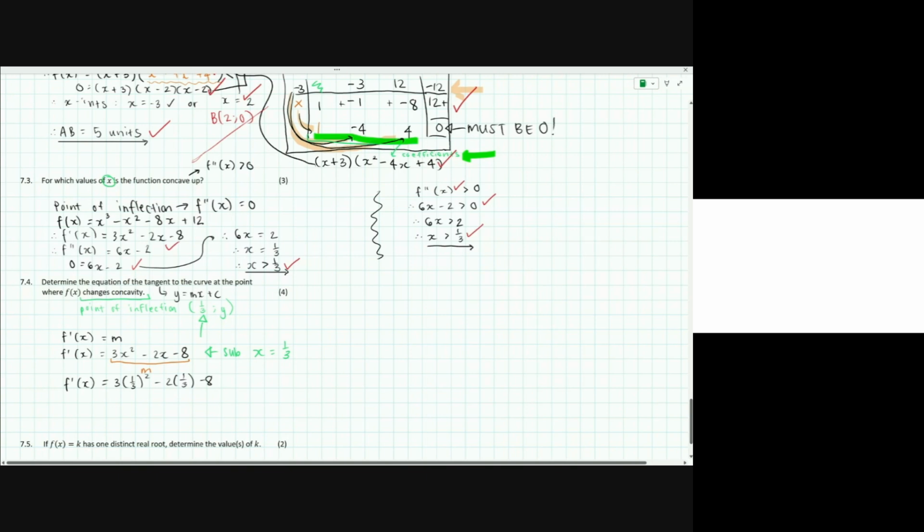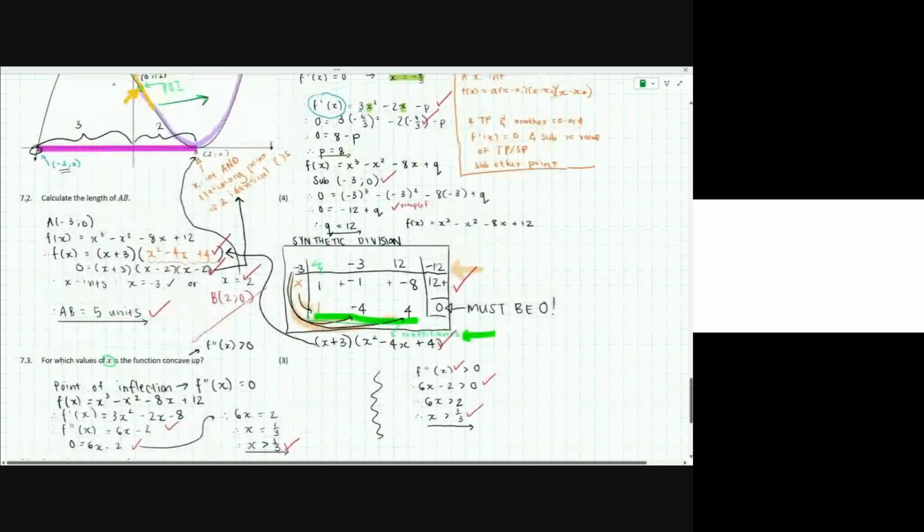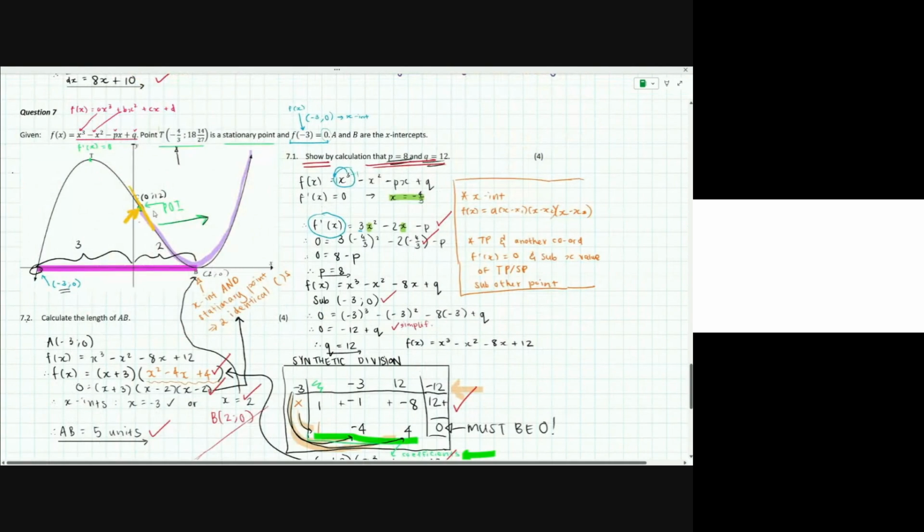Okay. And I get that this is negative 25 over 3. Now, if we just quickly jump back up to my graph, we can see that that yellow line is definitely a negative gradient. It's decreasing from left to right, so definitely a negative gradient. So I now know y is equal to negative 25 over 3 x plus c.